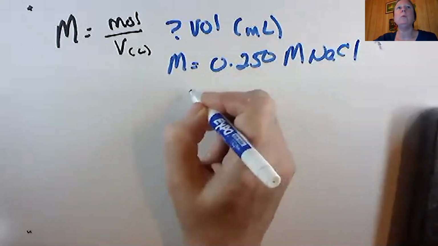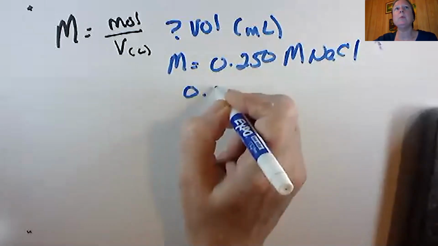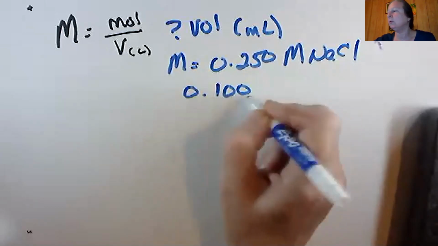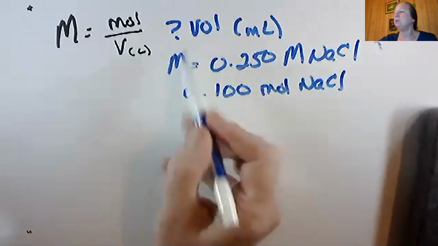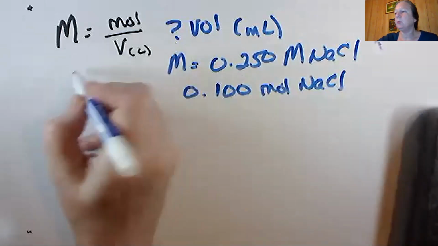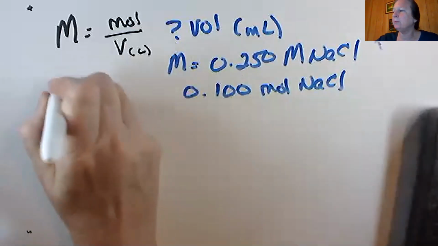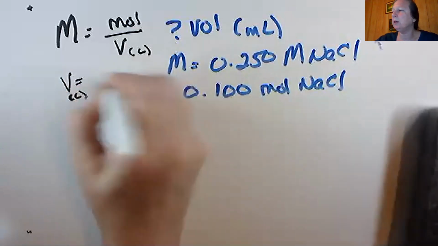And what do we want? We want a solution with 0.100. These are also significant. They're at the far right. So this is 3 sig figs. Moles of sodium chloride. So we're looking for volume. So I'm going to rearrange this one to solve for volume. Now notice this volume is in liters. So keep that in mind.